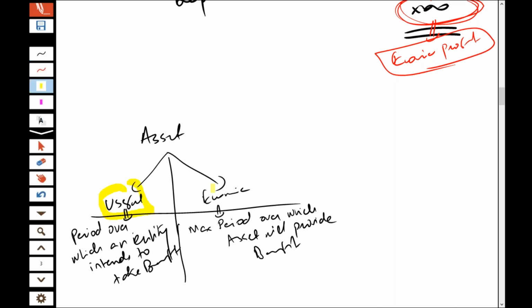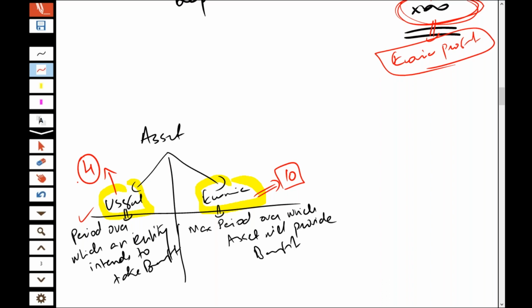So there are two things: a useful life and an economic life. The useful life is a period over which an entity intends to take the benefit. And the economic life is the maximum period over which an asset can give you benefit. For example, an asset may give you benefit for 10 years, but as an entity, you may have a policy of using it for 4 years only. That means the useful life is 4 years.